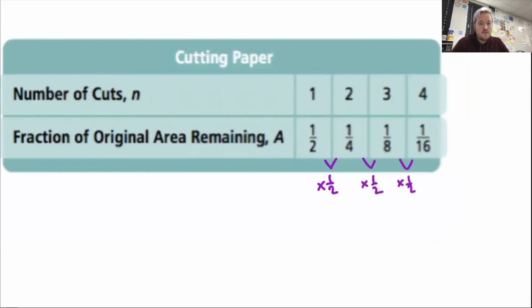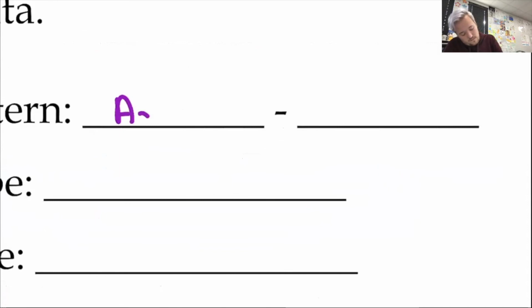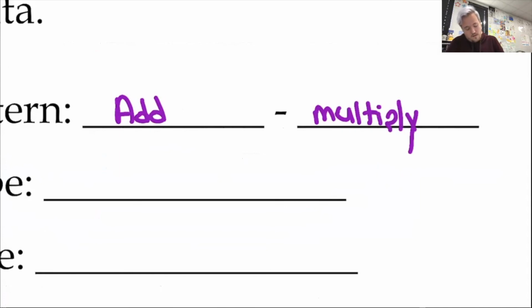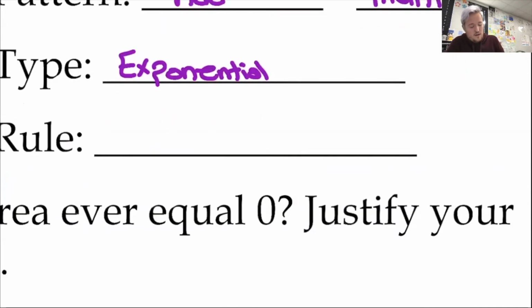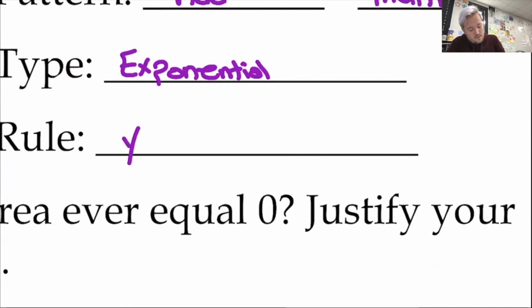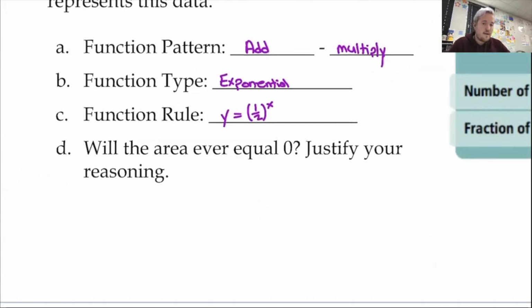All right, so because we have an add multiply, that's going to follow an exponential function. And our function here is going to be y equals, oh my gosh, 1/2 raised to the x. All right, so here's kind of a really good part right here. So will the area ever equal 0? So you also have to justify it.